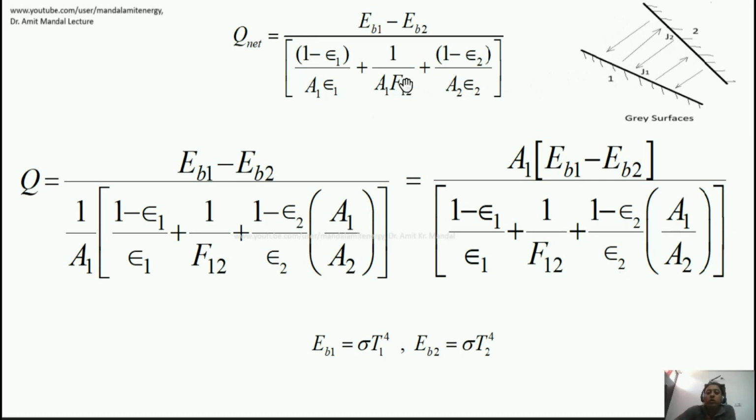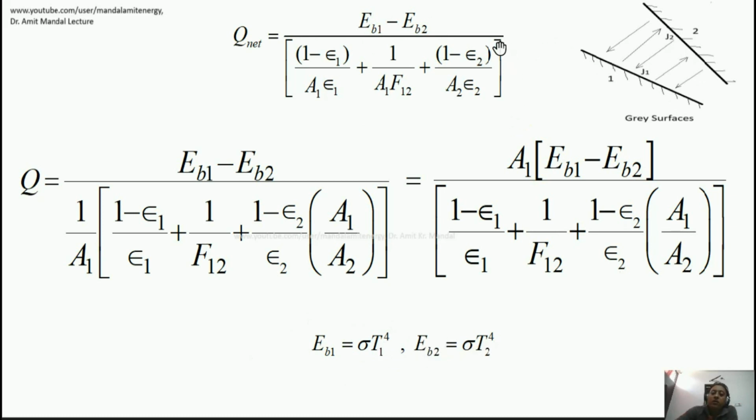In case you don't know about this view factor, then you must watch my lecture on the concept of view factor. What are EB1 and EB2? These are the emissive powers of the two surfaces in case we take them as black. However, they are gray, but in case we take them as black, the emissive powers are given by EB1 equals sigma T1 to the power 4, the Stefan-Boltzmann law, and EB2 equals sigma T2 to the power 4.